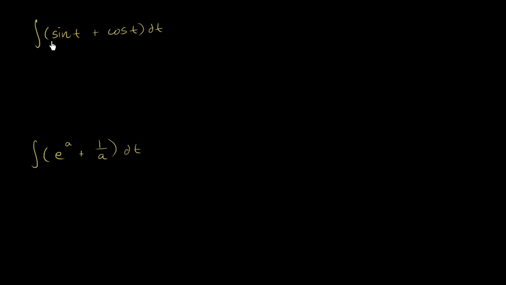So what's the antiderivative of this business right over here? Well, it's going to be the same thing as the antiderivative of sine of t, or the indefinite integral of sine of t, plus the indefinite integral, or the antiderivative, of cosine of t. So let's think about what these antiderivatives are. And we already know a little bit about taking the derivatives of trig functions.